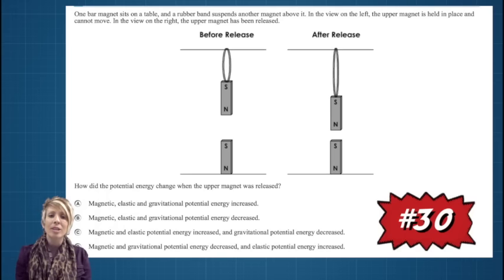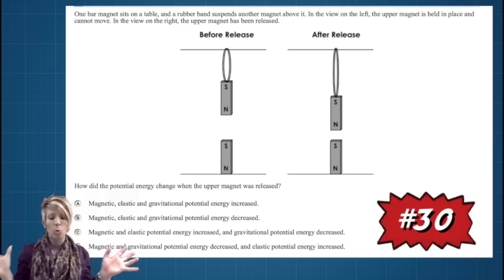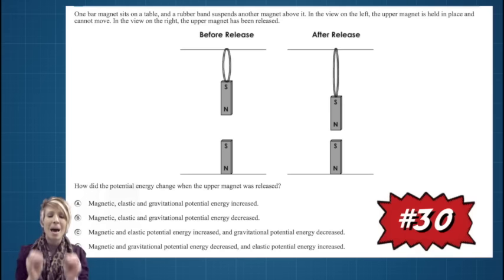How did the potential energy change when the upper magnet was released? So now we've got three types of potential energy that we're talking about here. We've got magnetic potential energy, the energy between poles that you see there, the north and the south. We have elastic potential energy when we're talking about the rubber band. And we have gravitational potential energy, meaning there's something suspended in the air that has the potential to fall. It has gravitational potential energy. So when we go from it being held before its release to all of a sudden after its release, what happens to each of these three types of potential energy? Choose your best bet and pick your answer.